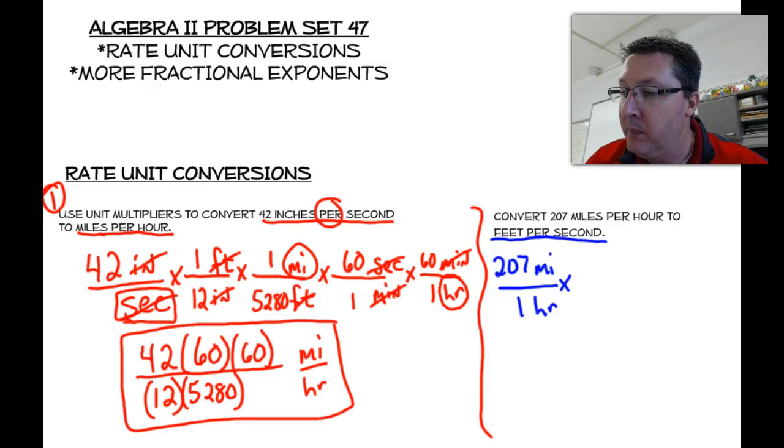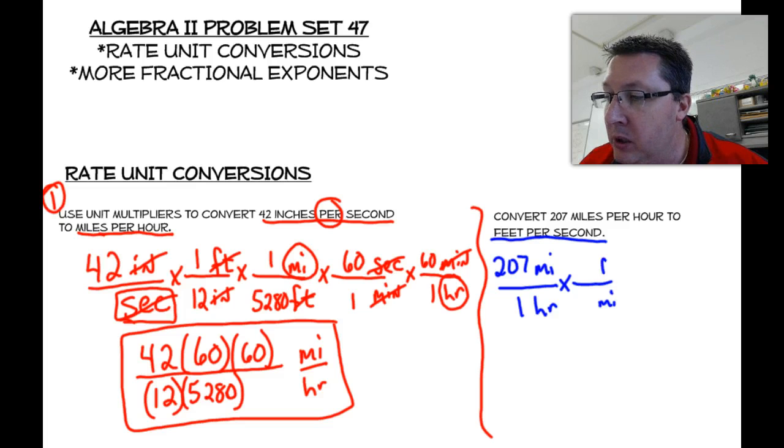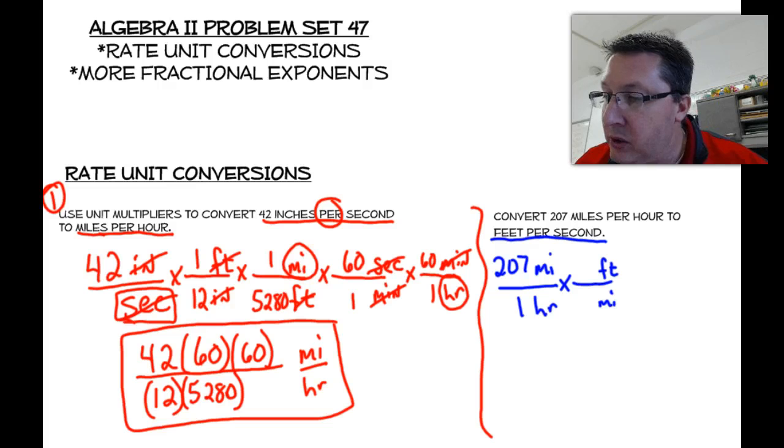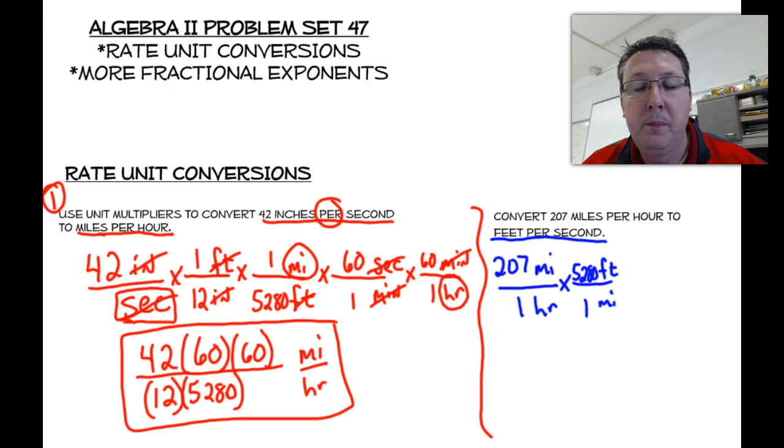Let's start with the miles. I want miles to cancel, so they go on the bottom, and I'm going to feet. There are 5,280 feet in 1 mile. So canceling right now, miles cancel, I have feet. Feet is my goal. I wanted to get to feet per second.